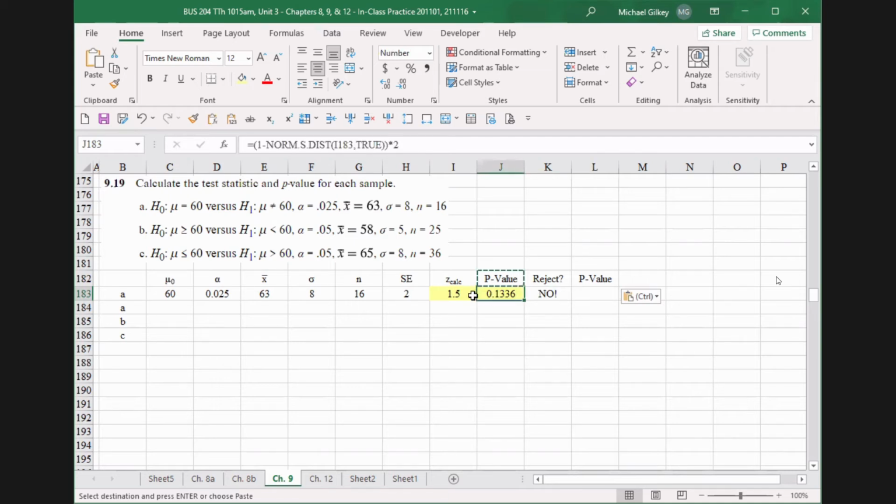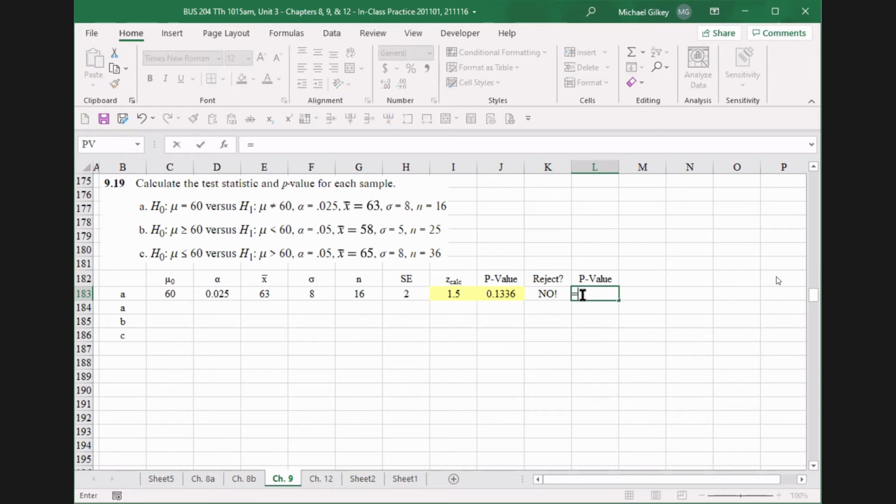Well, I computed this value using norm.dist, but using the true mean. That's exactly right. I can use norm.dist, right? And what's my x? X bar. Yep. What's my mean? Mu 0. And then what's my standard deviation?